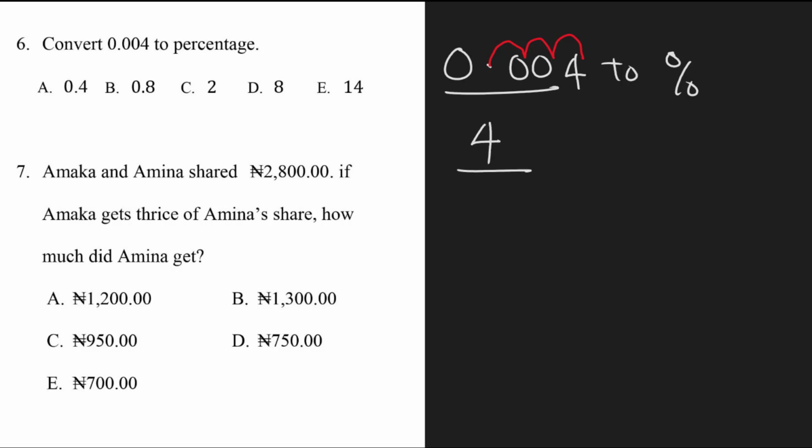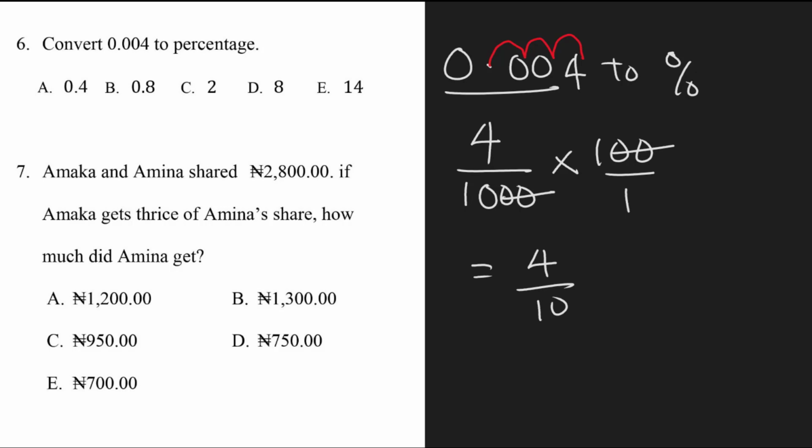Now how many times did you move? 3 times. So we'll divide by 1 with 3 zeros. Can you see? 1000. And remember, we are changing it to percentage. And what is the meaning of percentage? It is 100. So we're going to simply multiply it by 100. You can balance it with 1. So these two zeros will go with these two zeros. You're left with 4 over 10. So using long division, we're going to have 4 divided by 10.